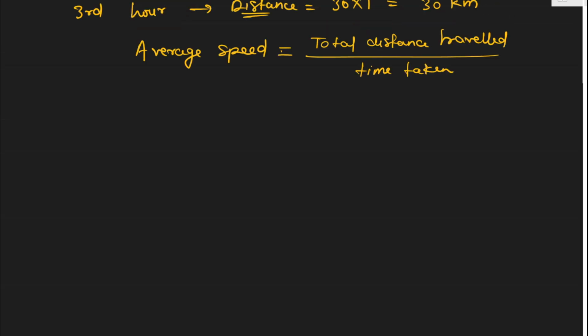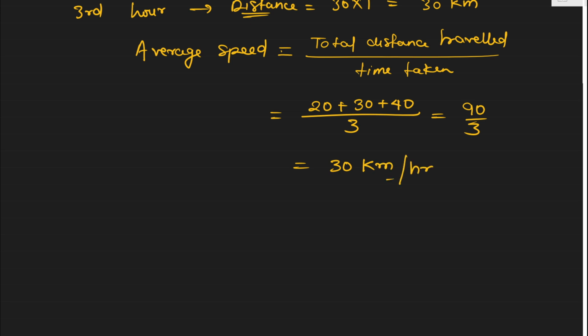Now what is the total distance we have? 20, 40 and 30, so we add all three: 20 plus 30 plus 40. And what is the total time? 1 plus 1 plus 1, that is 3 hours. Now 40 plus 20 equals 60, and plus 30 gives 90 upon 3. So 30 kilometer per hour will be the average speed. This will be the answer.